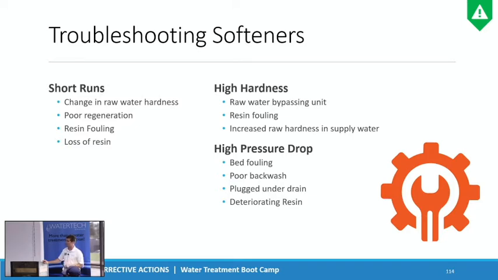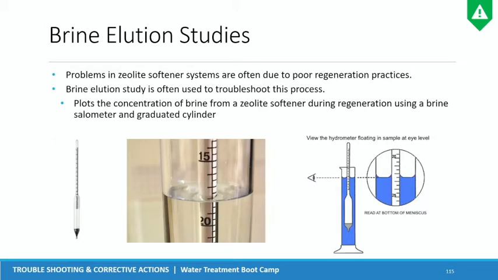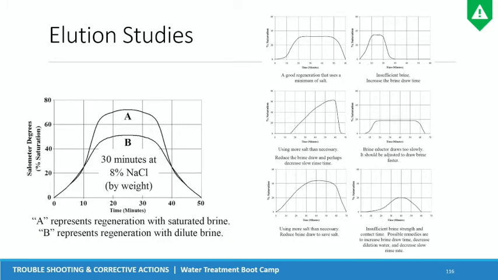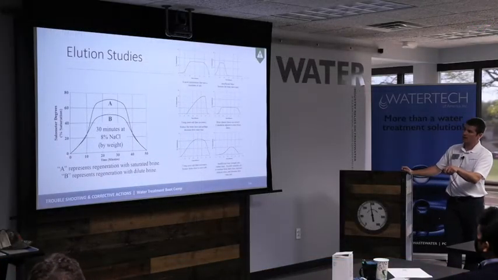Again, run that brine elution study. That's really important to do. Annually is a good idea because it's going to prove the softener is working the way that it should. We won't get into too much detail, but this is what a brine elution study looks like. It's not an exciting thing to do. You sit by the drain, you grab a sample every 2 minutes, you test it for conductivity and for the amount of salt that's in it, and you should see a nice bell curve if things are working the way that it would.